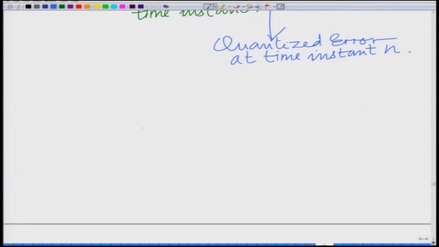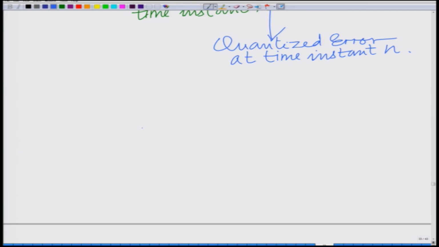So, that is a very simple reconstruction. We simply have to predict the sample MP of n at time instant n, and the predicted sample plus the quantized error EQ of n gives MQ of n, that is the quantized sample or the reconstructed sample at time instant n. Alright. So, let us draw a schematic for the reconstruction. The schematic for the reconstruction will be very simple.